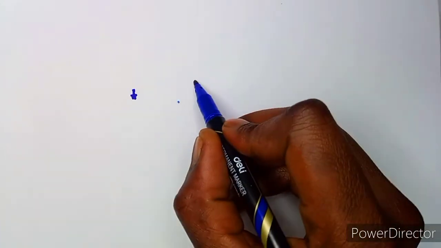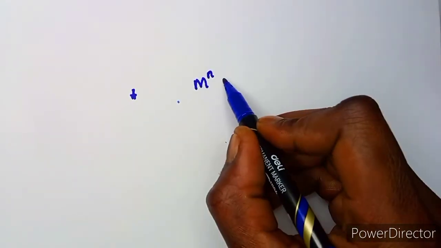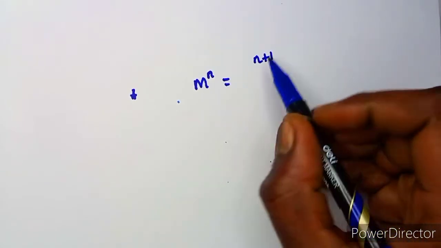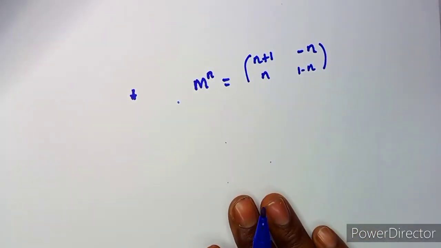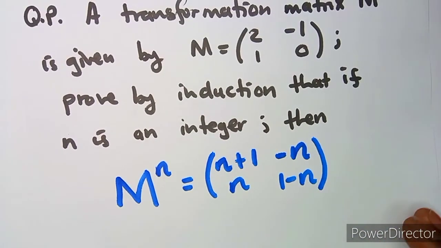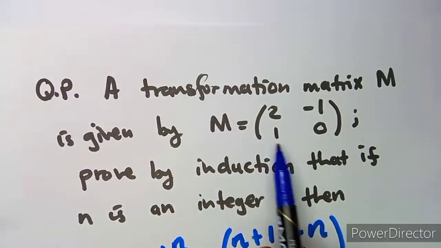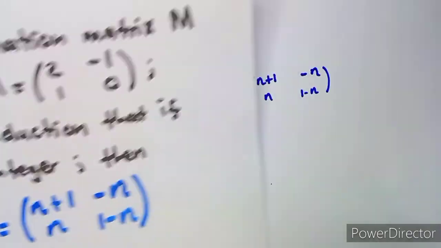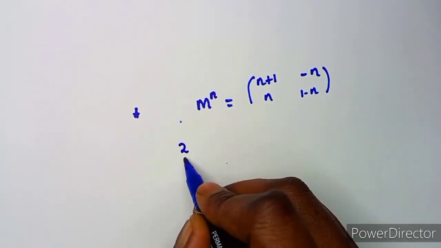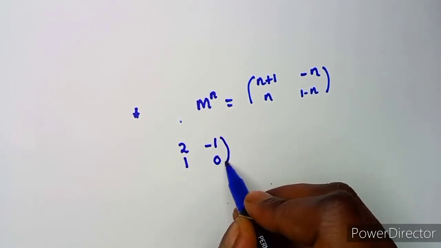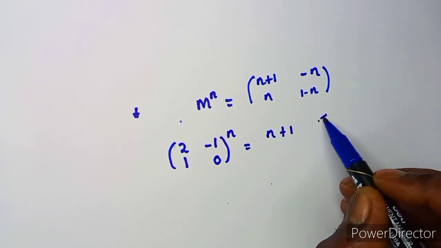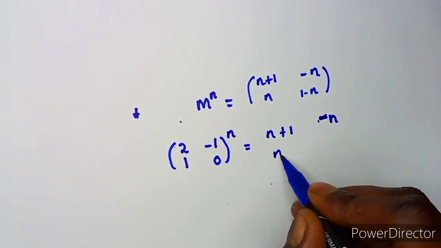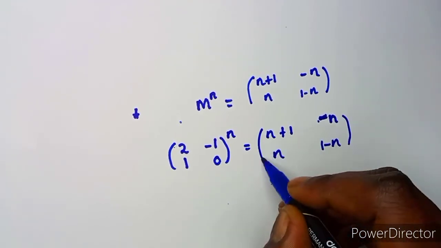So guys, remember the stages. This is my statement: M to the exponent of n is equivalent to the matrix n plus 1, minus n, n, 1 minus n. I'm just repeating the statement that I already have. M is given as this matrix here, so you can substitute the matrix in place of M. That's 2, 1, minus 1, 0, to the exponent of n, which is the same as n plus 1, minus n, 1, 1 minus n. So this is what you're going to have.